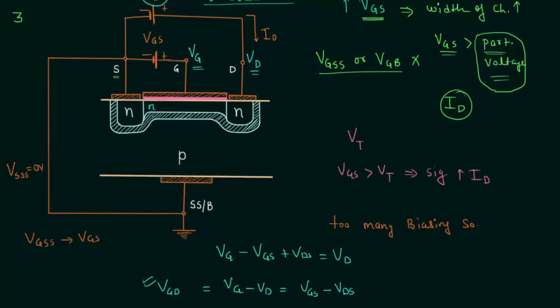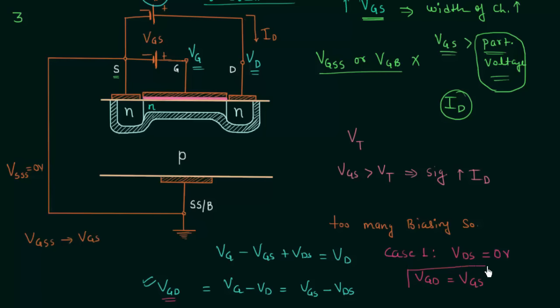Now we have to analyze three cases using the result we have obtained. In the case number one, voltage VDS is equal to 0 volt. From here you can see VGD is equal to VGS minus 0 volt, which is equal to VGS. So voltage VGD is equal to VGS.